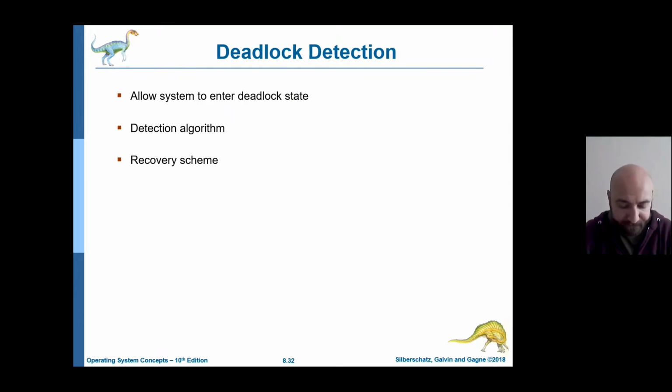If a system does not employ a deadlock prevention or a deadlock avoidance algorithm, then a deadlock situation may occur, as you know. In this environment, the system may provide an algorithm that examines the state of the system to determine whether a deadlock has occurred, or an algorithm to recover from the deadlock.